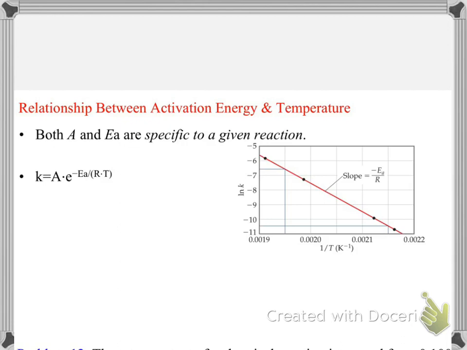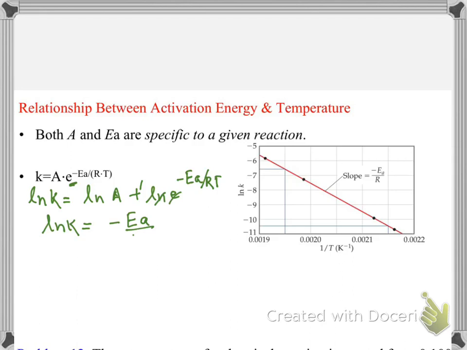If the equation is written in the exponential form, you can always write it in the ln form. You take ln on both sides, and then you apply the ln formula: ln A plus ln e to the power negative EA over RT. The exponent comes to the front, and ln and e get cancelled. So what is left? ln K equals negative EA over RT, where this A is just a subscript, plus ln A.